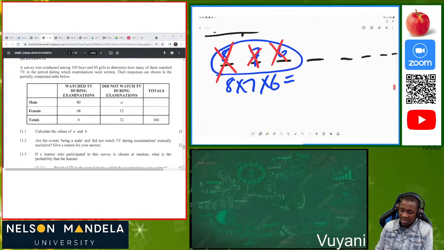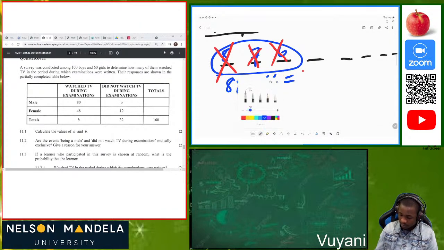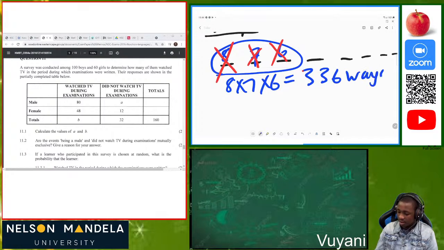Then you can calculate now: 8 times 7 is 56... yeah, 8 times 6 is 48. Then 48 times 7 is 336. So you have 336 ways. If you have any questions, please do ask.